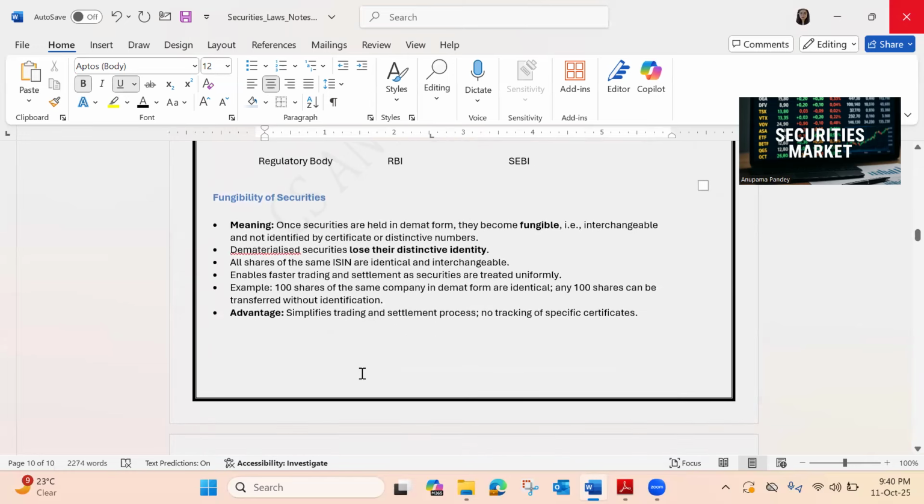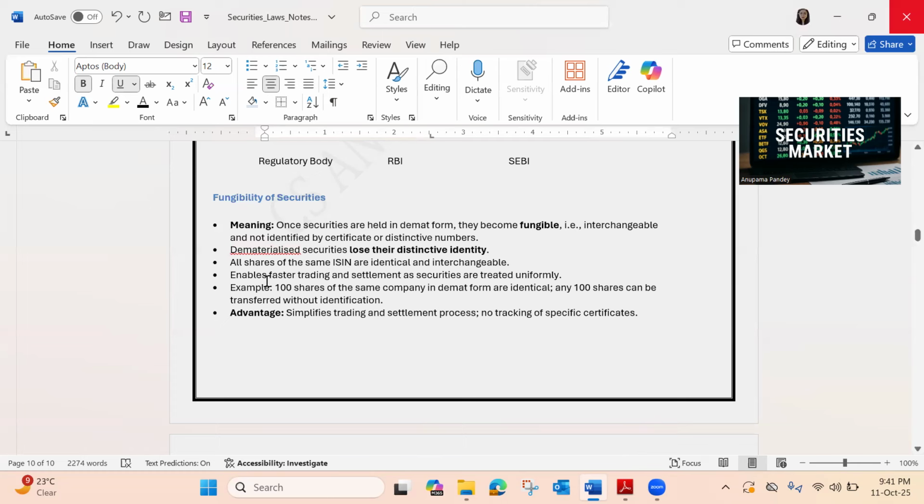Fungibility of securities. So this is a concept which we have to study. Once securities are held in demat form, they become fungible, that is interchangeable, and not identified by a certificate or distinctive number which is given to the securities. Dematerialized securities lose their distinctive identity. All the shares of the same ISIN are identical and interchangeable.